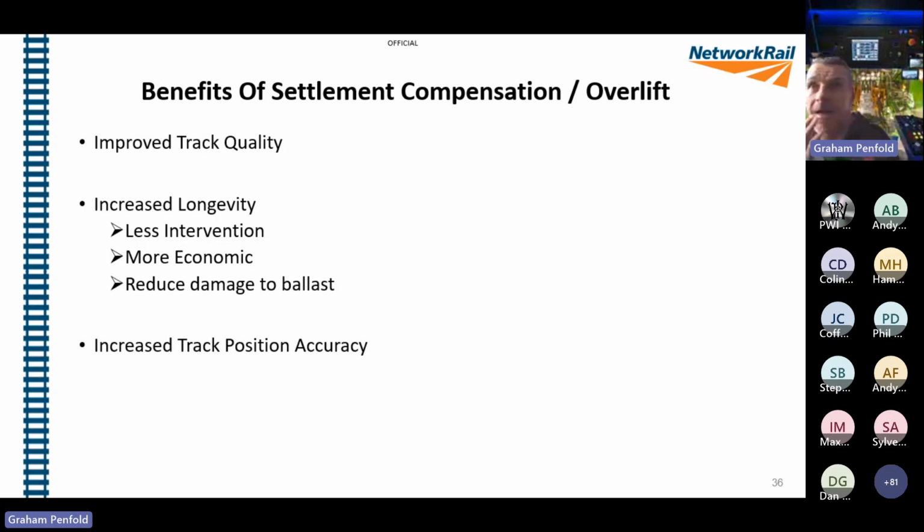It's more economic, and you reduce the damage to ballast, because most ballast damage occurs during settlement, not actually the tampers penetrating the ballast. People tend to believe ballast damage is just the tines going in. It's not. It's dynamic settlement under trains, because it's an uneven settlement, and you've got different speeds, axle weights, tonnages, different behaviours, camp deficiencies. So dynamic settlement is very uneven. And also increased track position accuracy, which I'm just going to go through shortly.